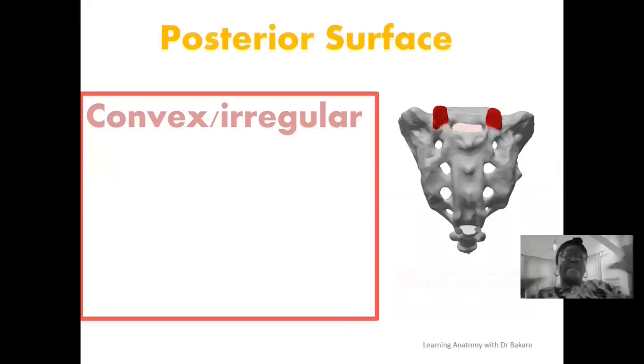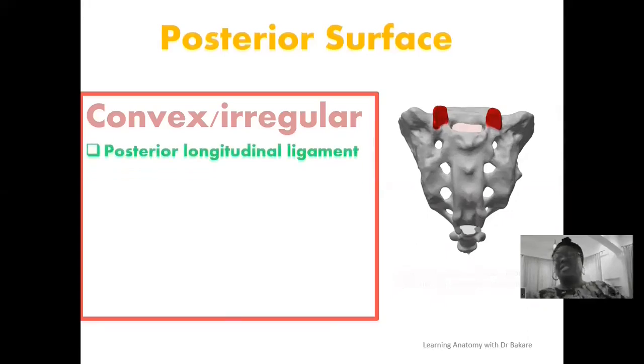Before we dive into establishing the configuration of the posterior surface of the sacrum, it's good that we highlight the posterior longitudinal ligament. Remember, we described the anterior longitudinal ligament when we explained the anterior relations of the sacrum. We said that the anterior longitudinal ligament is related to the anterior part of the sacrum, reinforcing the intervertebral joints. So posteriorly, we also have the posterior longitudinal ligament, but it is not seen at the posterior end of the sacrum. It is seen at the posterior part of the body of the sacrum.